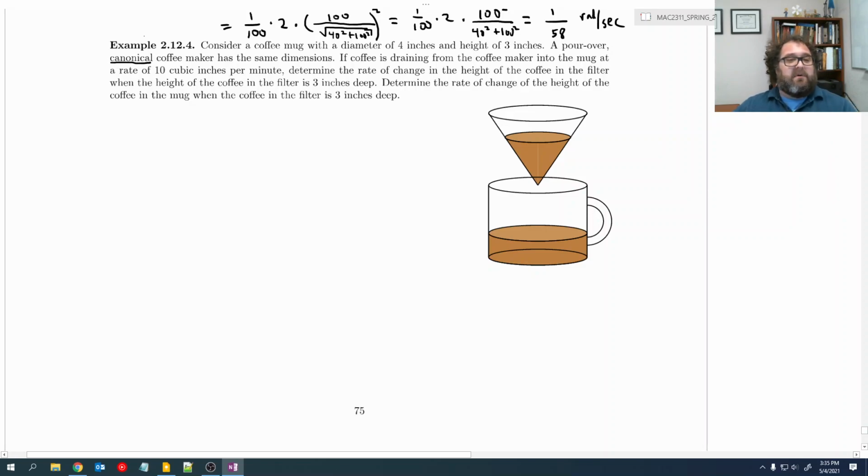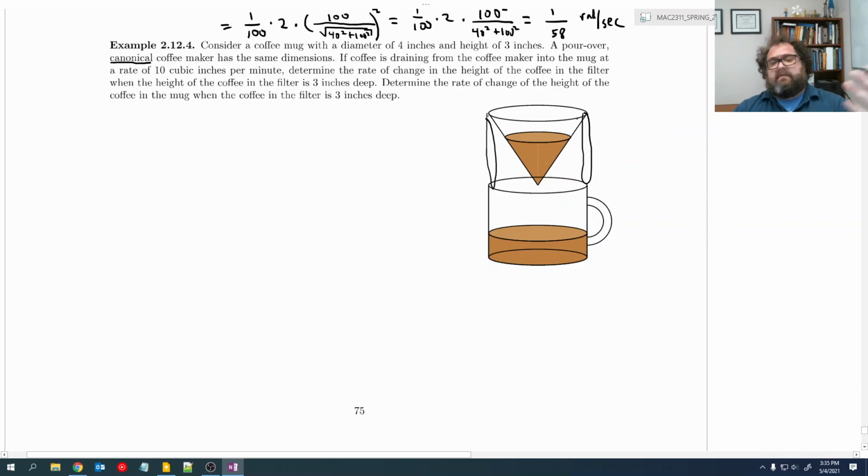Conical instead of canonical has the same dimensions. I don't know if you've seen these before, if you're a coffee drinker or not, but they're called pour-over coffee makers. Basically, it's like a cone, and then it has a little stand that attaches to the top of your coffee mug like that, and then you can make a single cup of coffee.